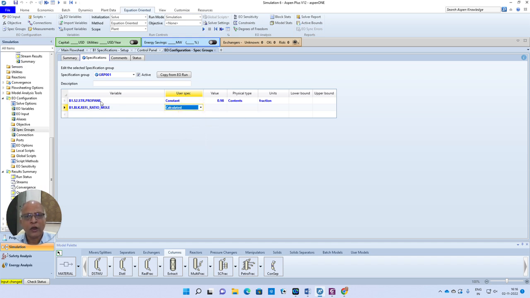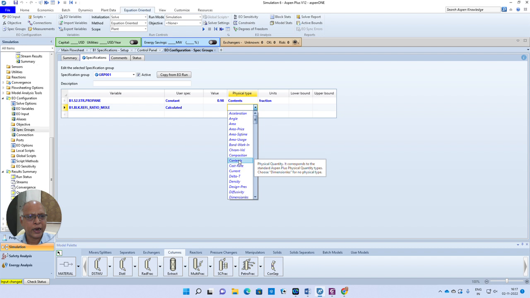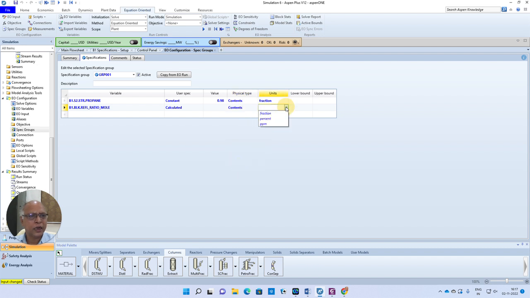In other words, for obtaining this purity of 98% propane in the top product, I am asking the simulator to come up with an appropriate reflux ratio, which was originally assumed to be about 2.5. So remember, this is going to be calculated. So this is also contents, and it is also a fraction, or maybe percent reflux ratio fraction. Right? So let us run this problem.